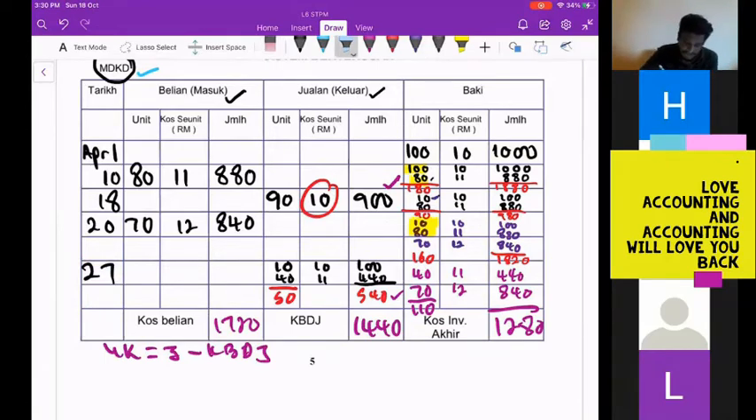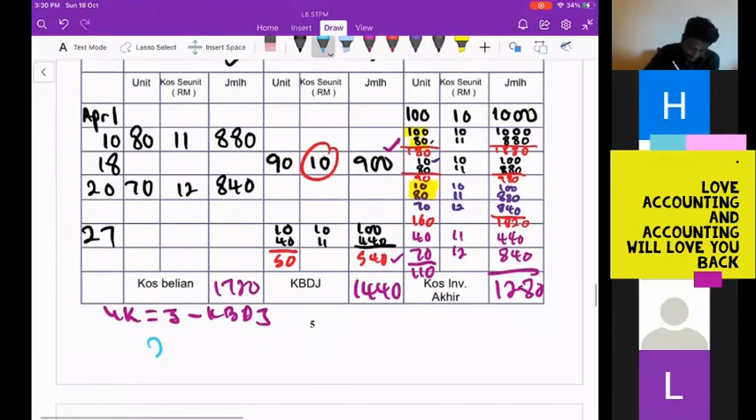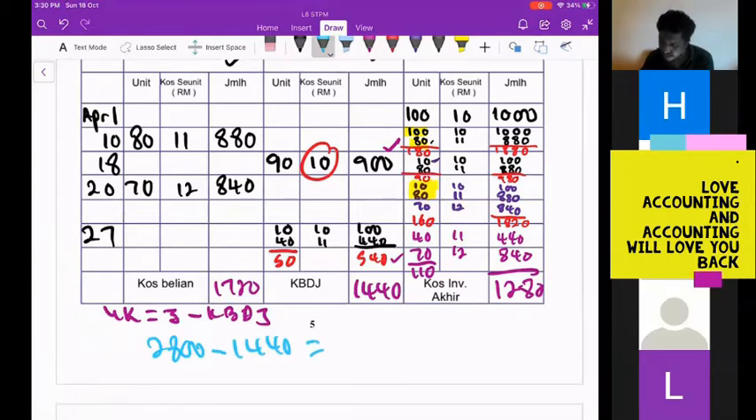Okay, untung kasar, can you calculate the untung kasar? Jualan just now is 2800, you can see the question page. Minus cost barang dijual is 1440. You get the answer: 2800 minus 1440 is 1360.